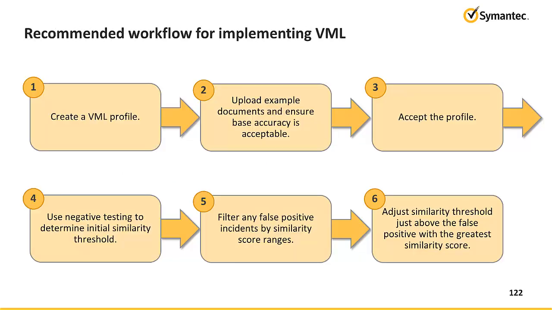The recommended workflow for implementing VML is as follows. Step 1, create a VML profile. Step 2, upload positive and negative example documents and ensure that the base accuracy is less than 5%. Step 3, accept the profile, keeping in mind that the similarity threshold will default to 0.0. Step 4, use negative testing to determine the initial similarity threshold. For this step, use test corpora that consist of random documents and related but negative documents. Step 5, filter any false positive incidents by similarity score ranges. Step 6, adjust the similarity threshold just above the false positive with the greatest similarity score.